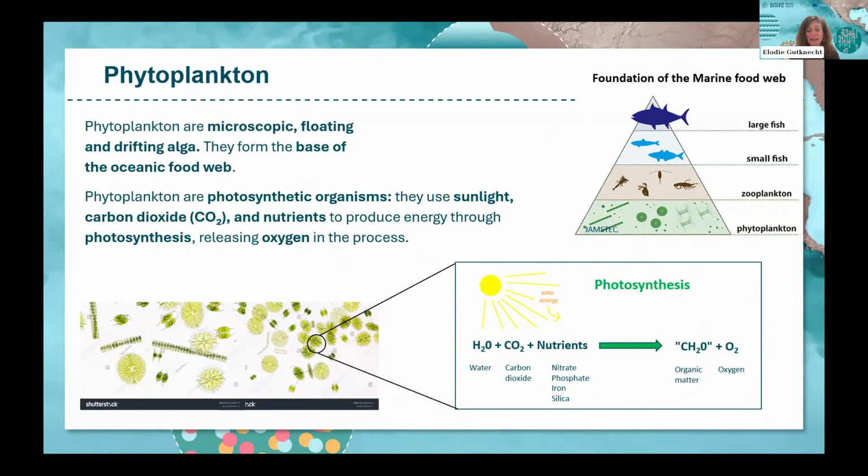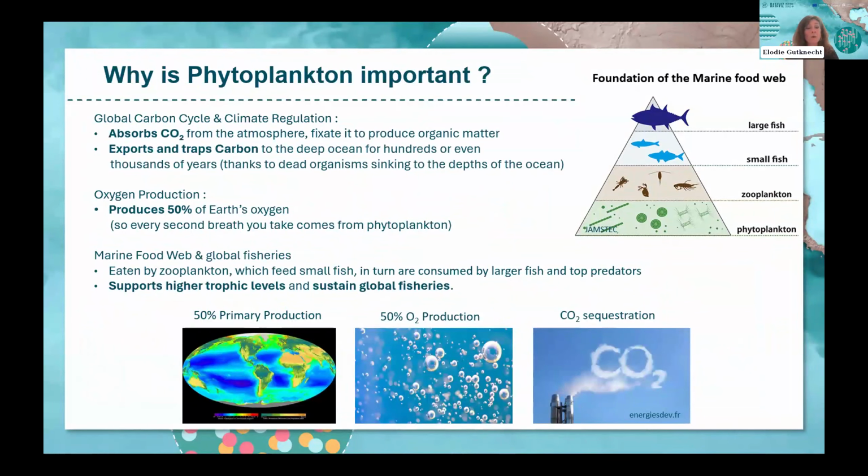Thanks to chlorophyll A changing the color of the ocean, they are visible from space. Okay, this is an important point. And why is it so important to observe and study phytoplankton? Because they allow the ocean to absorb a part of the CO2 from the atmosphere.